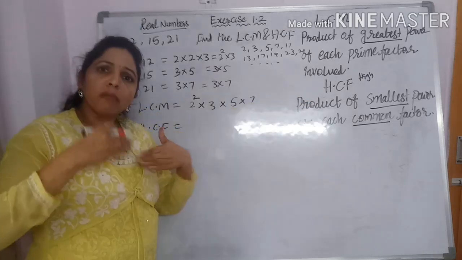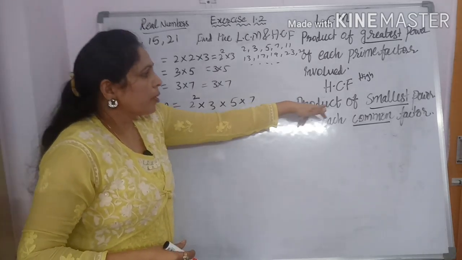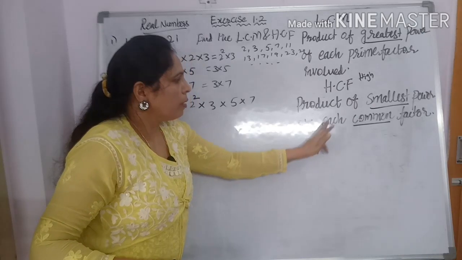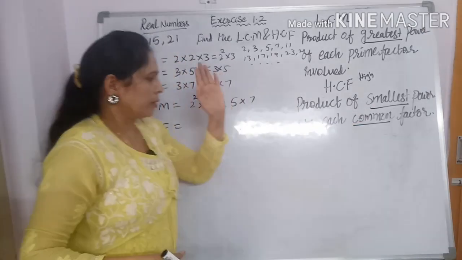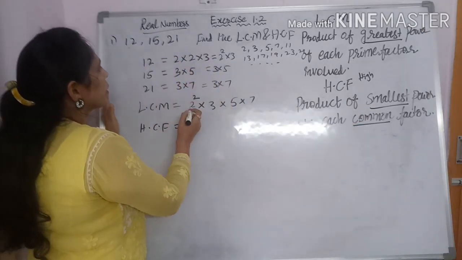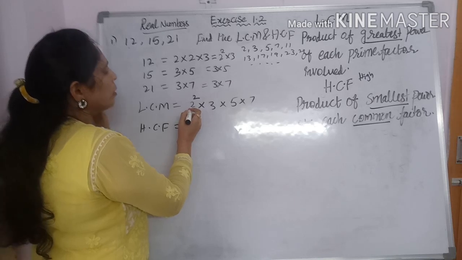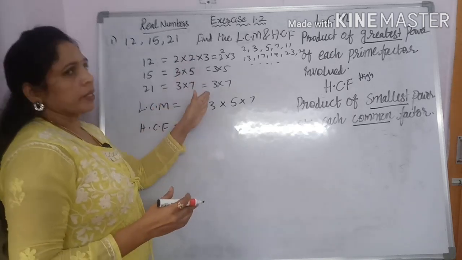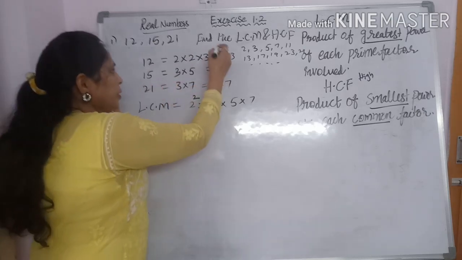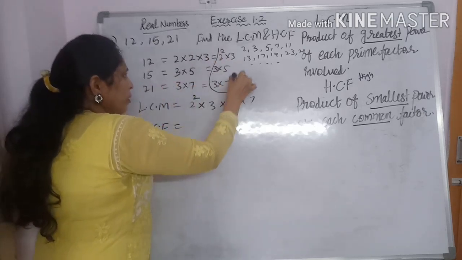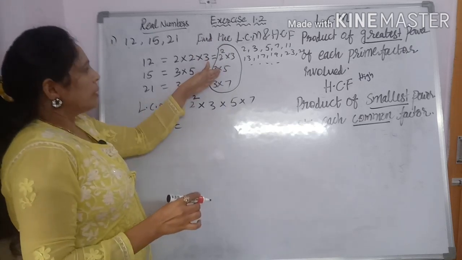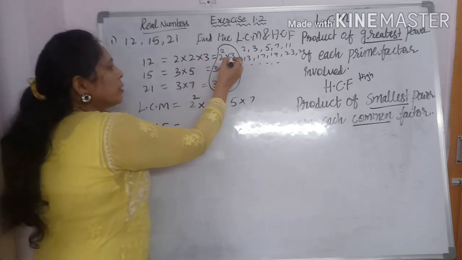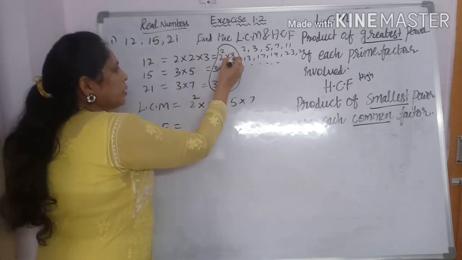Yes, lowest means smallest common factor. Product of the smallest power of each common factor. Now we should find the common factor, common number, in these three. What is the common number in this? 3 is there.